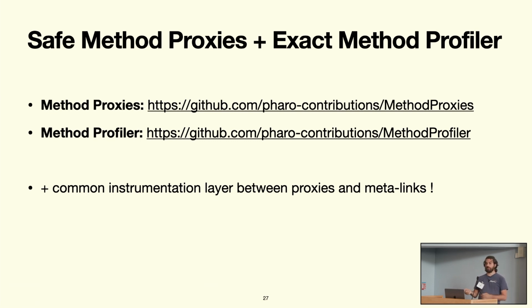Based on that, our student later, Bastian, built a method profiler that can count how many times a method is invoked and how much time is spent on that method. Like that, we can do stuff. In the middle, he also unified some parts of the instrumentation layer between these proxies and metalinks and stuff like that. So there are also some infrastructure things that are being moved in Pharo. But OK, we have something that is working. We can actually use it.